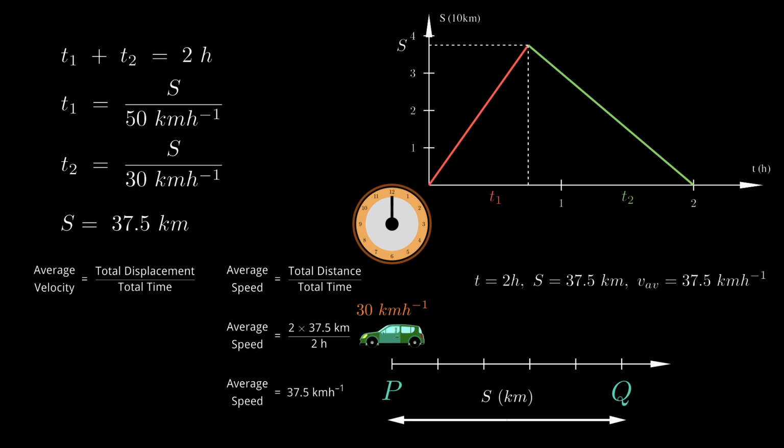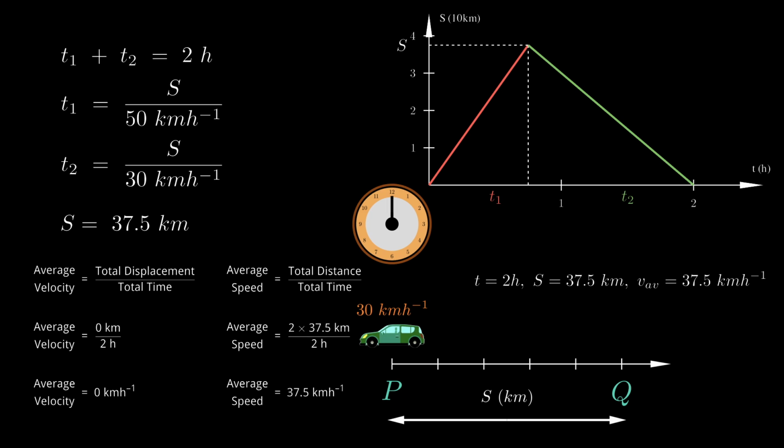Now, let's consider the total displacement of the vehicle. Since the vehicle returns to its starting point, the total displacement is zero. Therefore, the average velocity is zero, because the vehicle's starting and ending positions are the same, resulting in no net change in position.